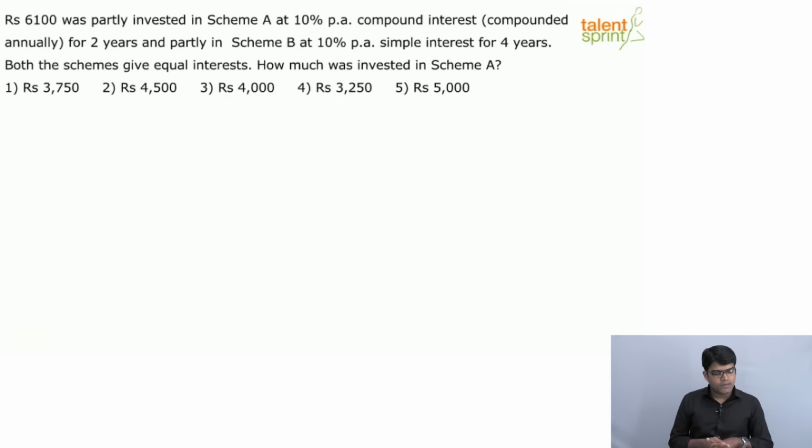Now here's the first one. I think this question is from simple and compound interest. This was asked in last year's IBPS PO exam. It says rupees 6,100 was partly invested in scheme A at 10% per annum compound interest, which is compounded annually for 2 years, and partly in scheme B at 10% per annum simple interest for 4 years. Both the schemes give equal interest. How much was invested in scheme A? The answer options are 3750, 4500, 4000, 3250 or 5000.